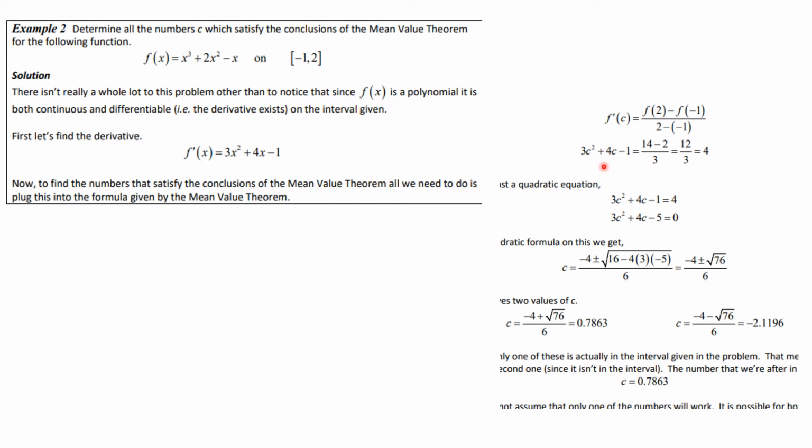So that means that 3c squared plus 4c minus 1 is equal to 4. And if I turn that into a formula to use the quadratic formula on, I have this. So I use the quadratic formula and I get that c can be either minus 4 plus or minus the square root of 76, over 6. But the c has to be between these two numbers, so we have to check. Both of these numbers could be in between there, but if we check, we see that this one is not. So the only answer is c equals minus 4 plus square root of 76, all over 6.